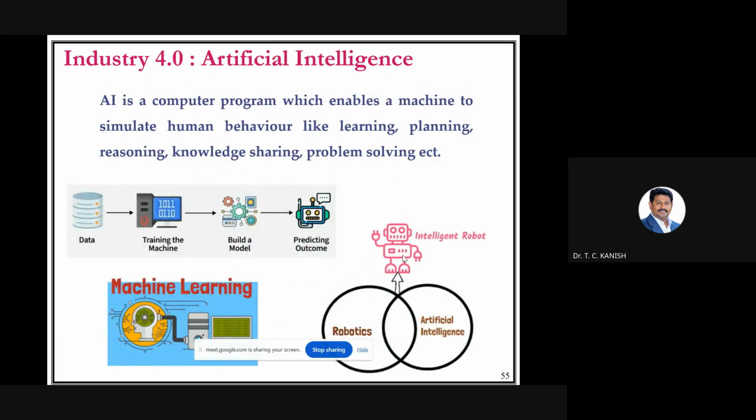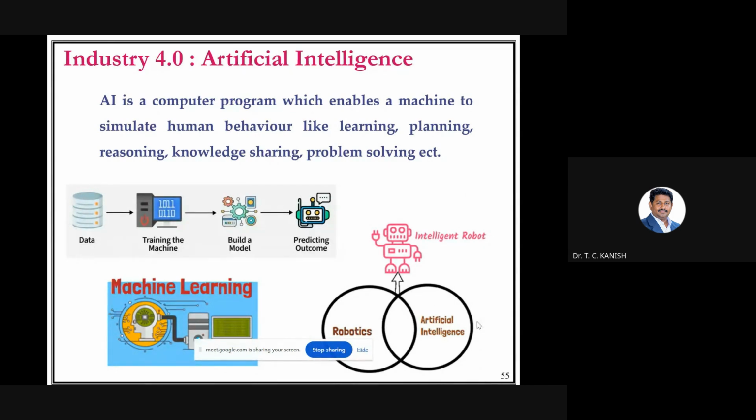And the next one is artificial intelligence. Robotics needs artificial intelligence. Robotics is a separate field, and artificial intelligence is a separate field. If you bring these two together, like the circles I have shown here, robotics and artificial intelligence, wherever they intersect we get an intelligent robot. An intelligent robot learns, plans, understands, and solves the problem then and there.